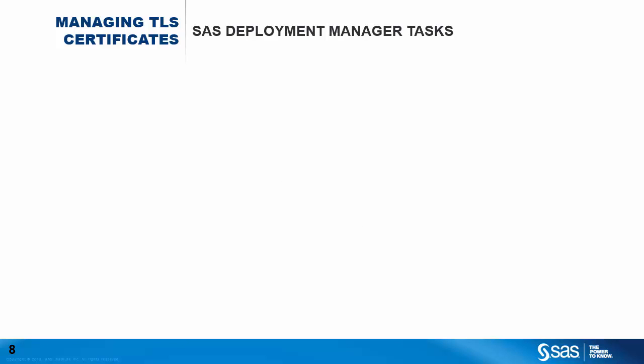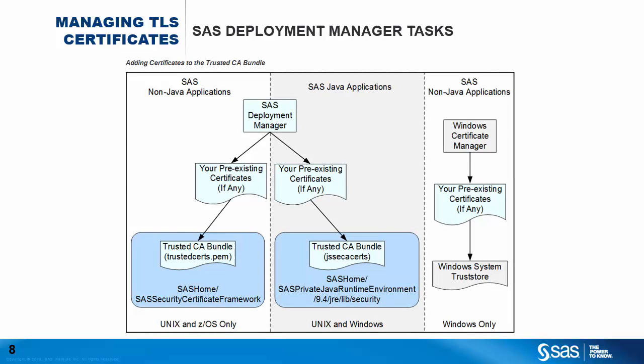Next, let us look at how the SAS Deployment Manager tasks fit into the workflow you'll need to complete. In this diagram, we have three swim lanes. The first covers SAS non-Java applications running on either Unix or z/OS. So for example, a workspace server on a Linux machine interacting with the authorization service running in the middle tier. For such a process, the trustedcerts.pem file within the SAS Security Certificate Framework is used as the trust store. And this file is maintained using the tasks in the SAS Deployment Manager.